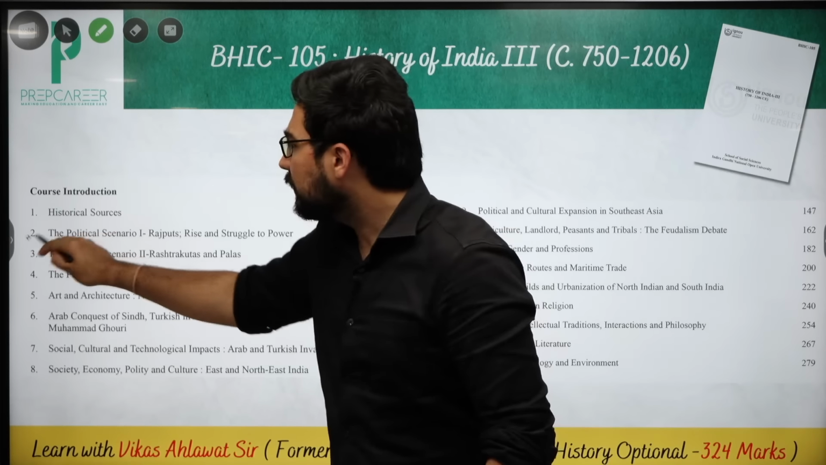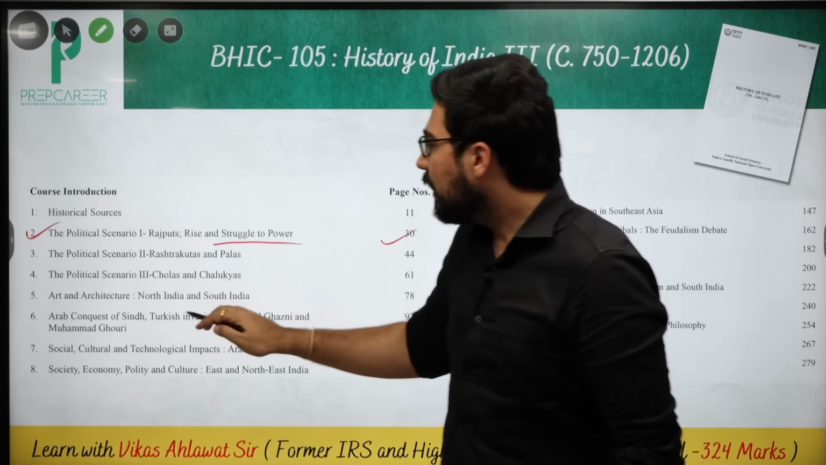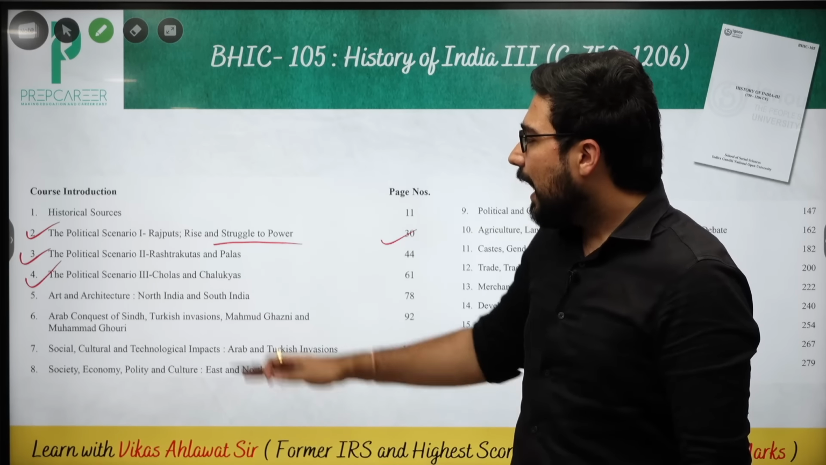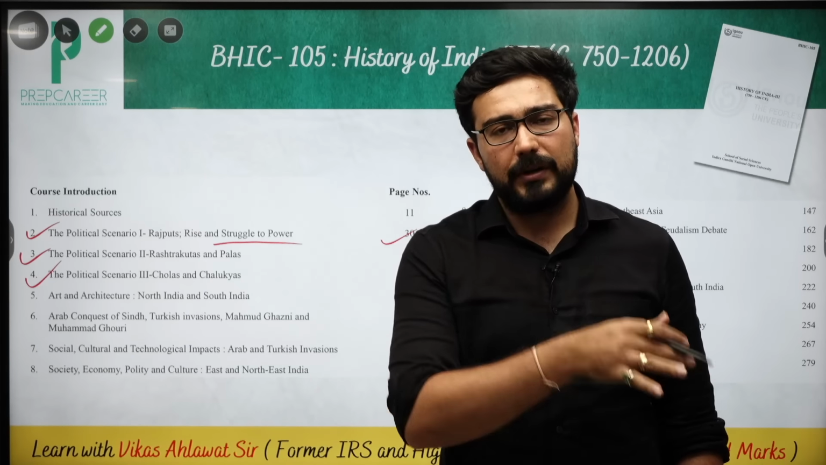So Rajputs, this is important. Chapter number 2 you have to remember. Rashtrakutas, Palas, Cholas and Chalukyas, chapter number 4. Art and architecture is given in your Upinder Singh also, for temple architecture, etc.